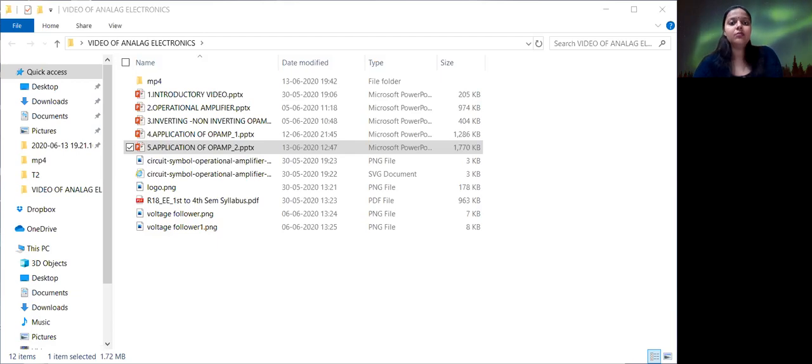So Schmitt-Trigger, comparator, integrator, differentiator circuit: these four are very, very important for your semester exam. It may come as a broad question. It may come as a short note. You have to remember the circuit configuration, the operation, whether it's inverting or non-inverting, and the application.